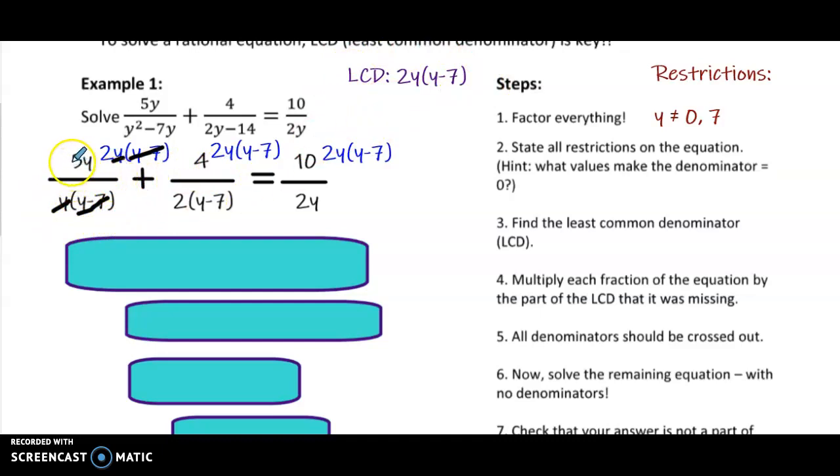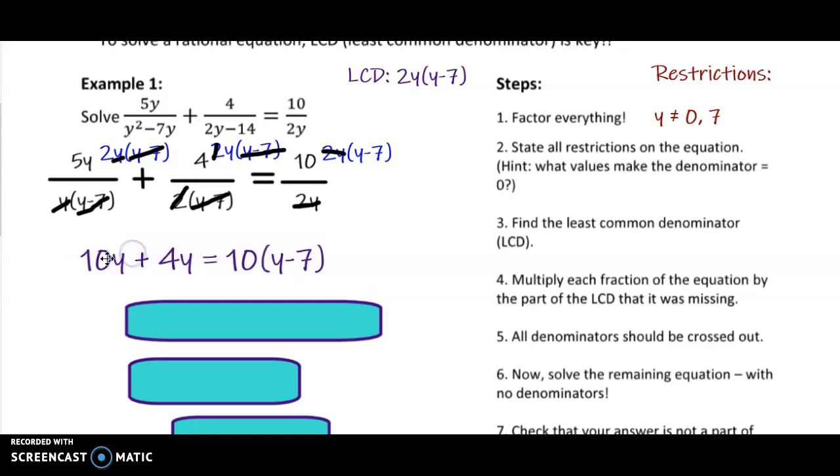So now I would just multiply 5y times 2. Similarly, in this fraction, that 2 cancels with that 2, the y minus 7 cancels with the y minus 7, and I'm left with only a y, so 4 times y. And then in the final fraction, the 2y cancels with the 2y, so I would be multiplying 10 times y minus 7. So 5y times 2 gives me 10y, 4 times y gives me 4y, equals 10 times y minus 7.